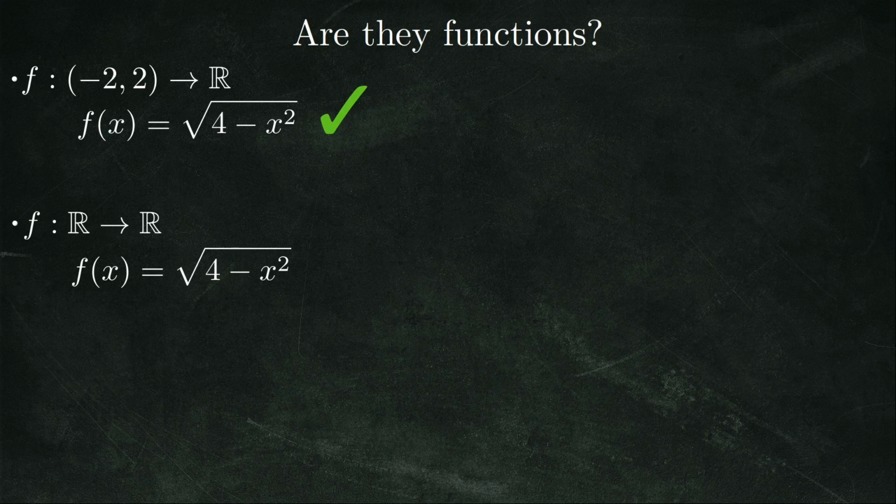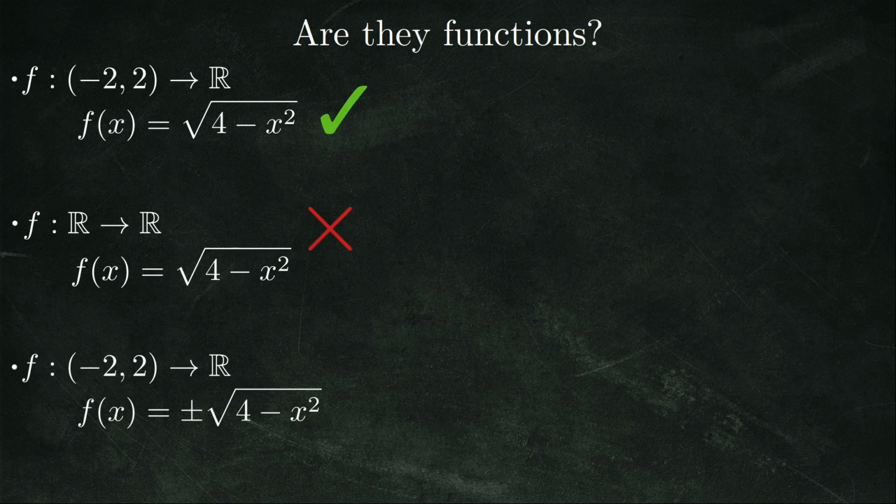This is not a function, because any value of x greater than 2 or less than -2 will not have an output. This next one is also not a function. Even though the square root is well defined for everything in the domain, the plus or minus sign means for every value of x, we have two different outputs. Remember, a function only allows one output.